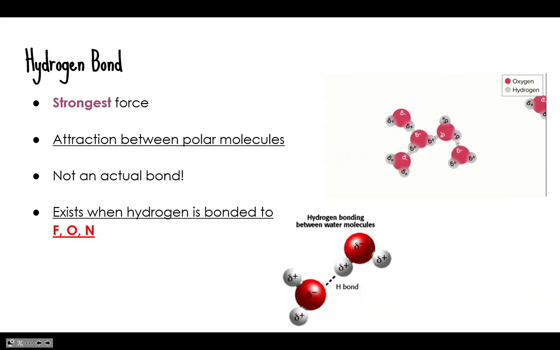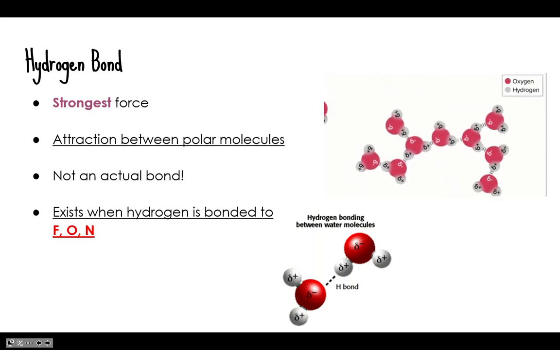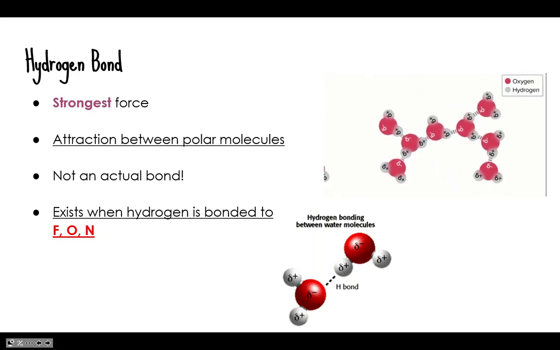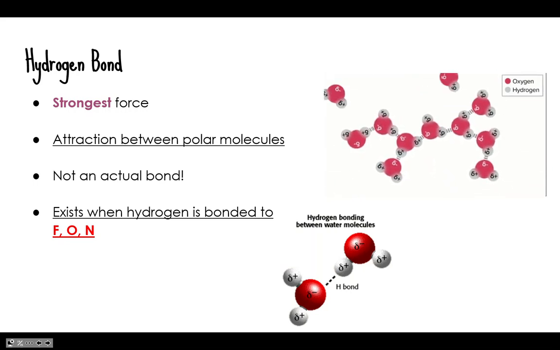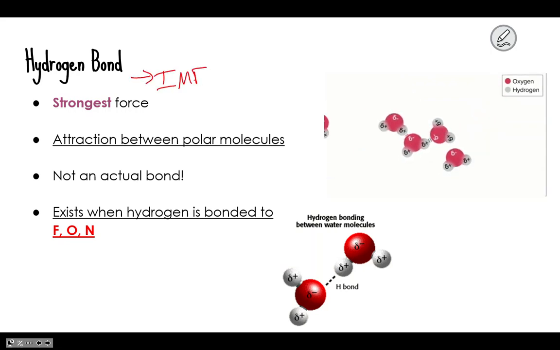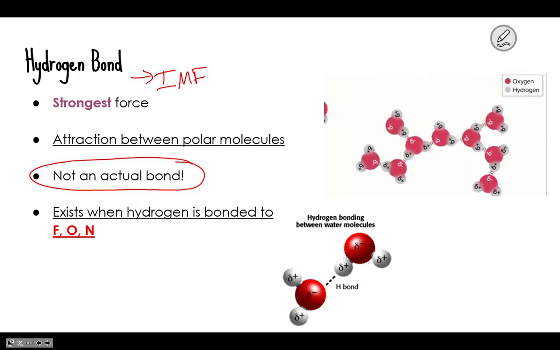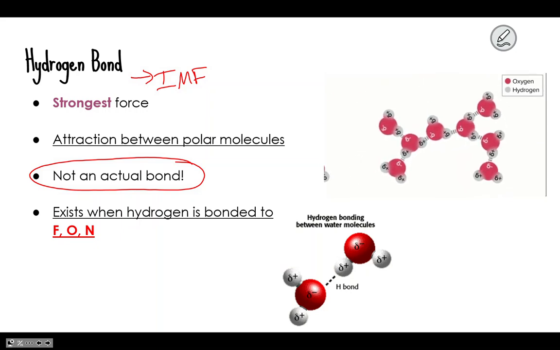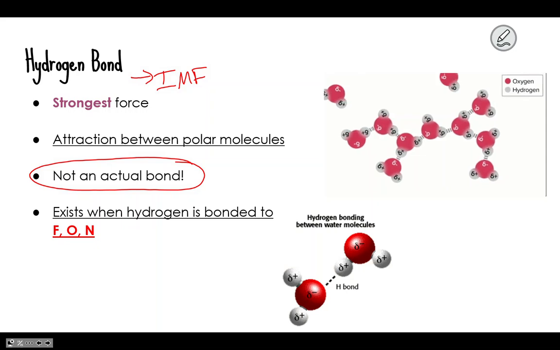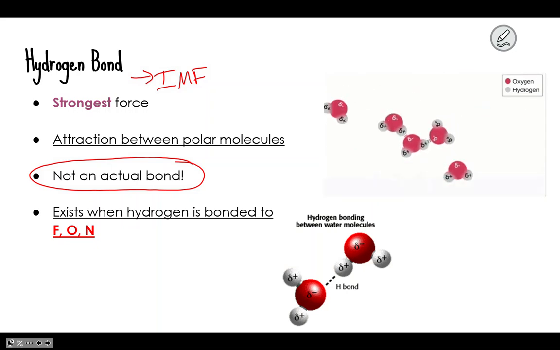The last one is called hydrogen bond, and this is a misnomer. They call it a bond, and it's not a bond. Hydrogen bonds are really just a type of IMF. I put that here: not an actual bond. It involves hydrogen, of course, so that's important, but it's not a bond. It is specialized to only 4 atoms and 3 types of bonds.